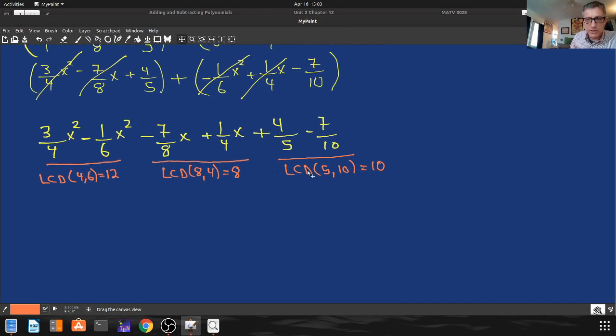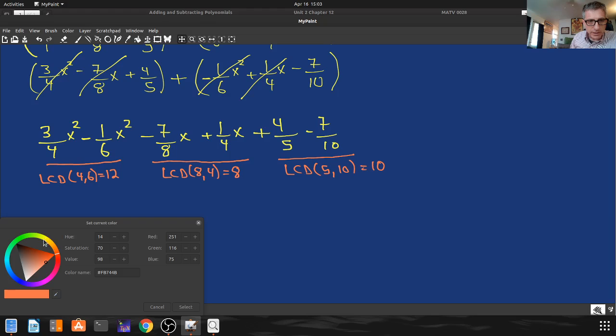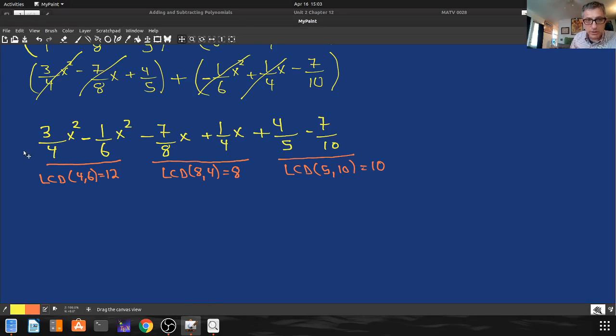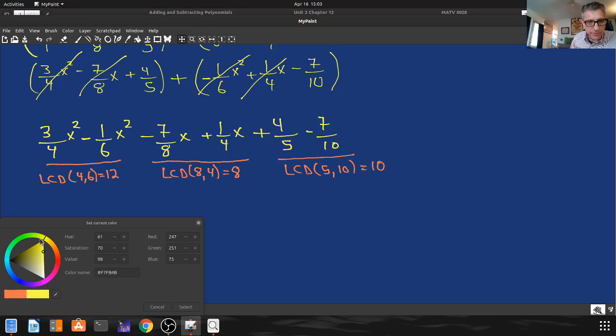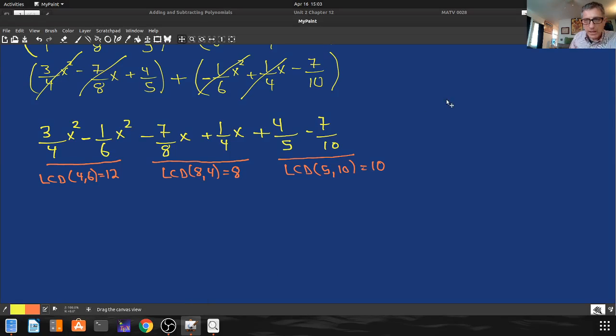Now, I'm not going to do it that way, but if you wanted to, you could come over here for our degree 2 terms, and you could write 3/4 x squared minus 1/6 x squared is equal to something over 12. Why 12? Because that's my LCD.